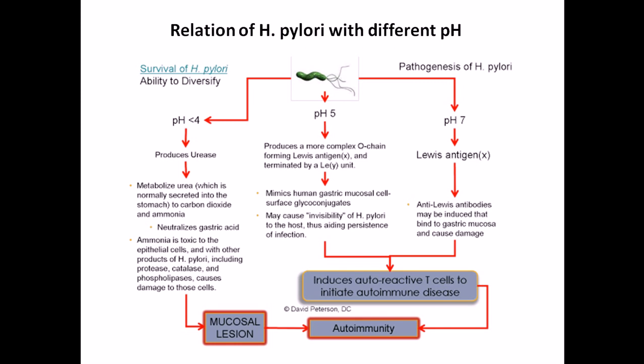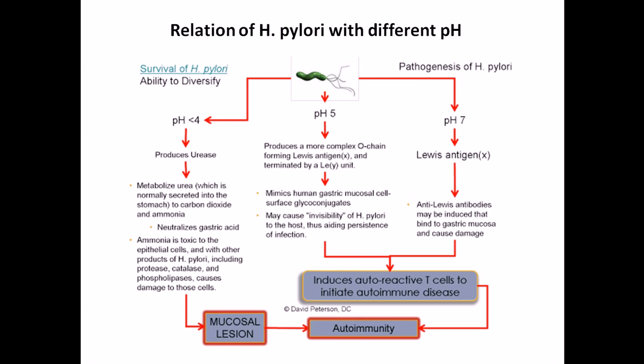If we look at the pathogenesis of pylori in different pH, first at pH 5, it produces more complex O chain forming Lewis antigen and terminated by different units, and then it mimics the human gastric mucosal cell surface glycoconjugates, and may cause invisibility of Helicobacter pylori in most of the hosts in normal pH 5. Finally, it induces the reactive T cells to initiate autoimmune diseases and may cause autoimmunity in these conditions.